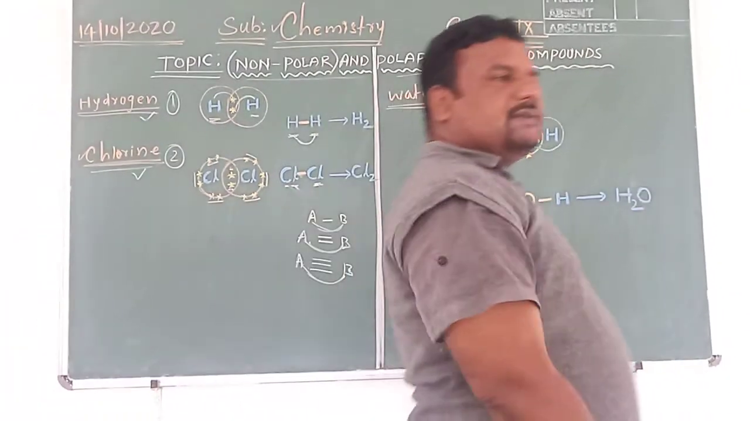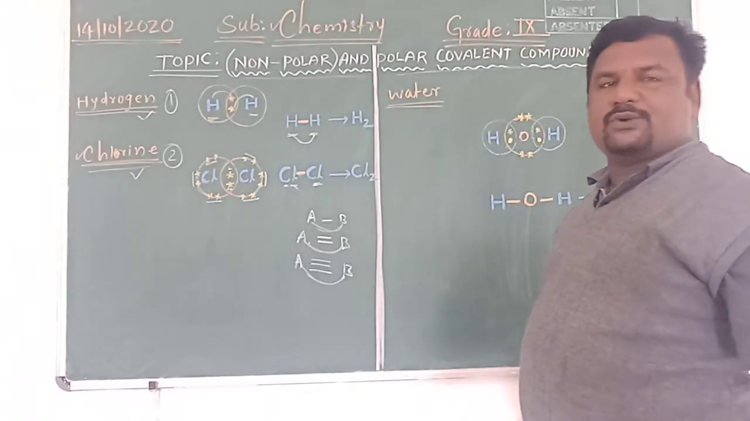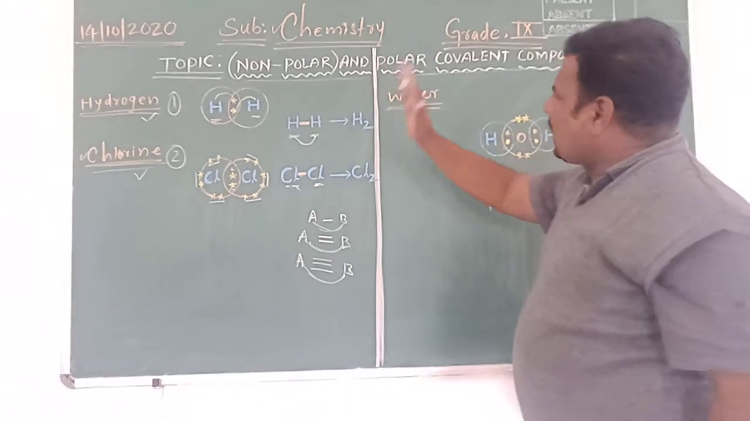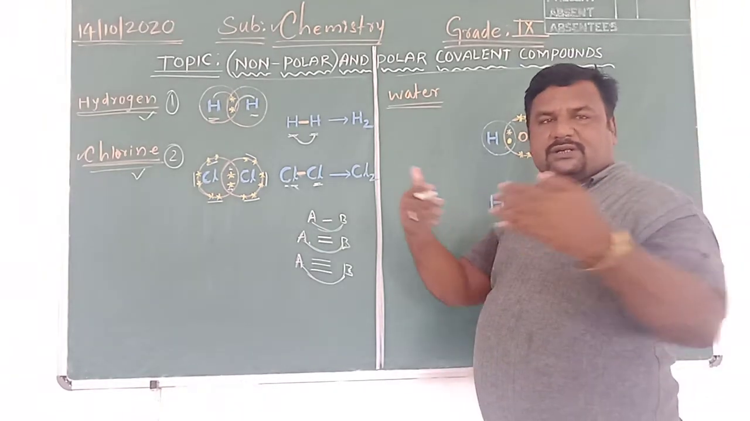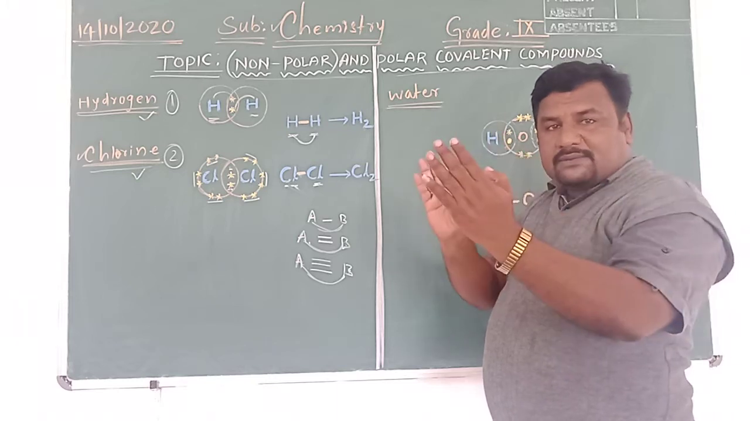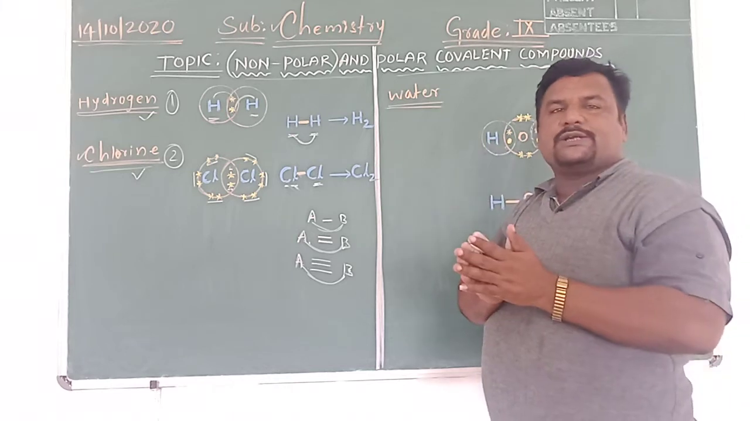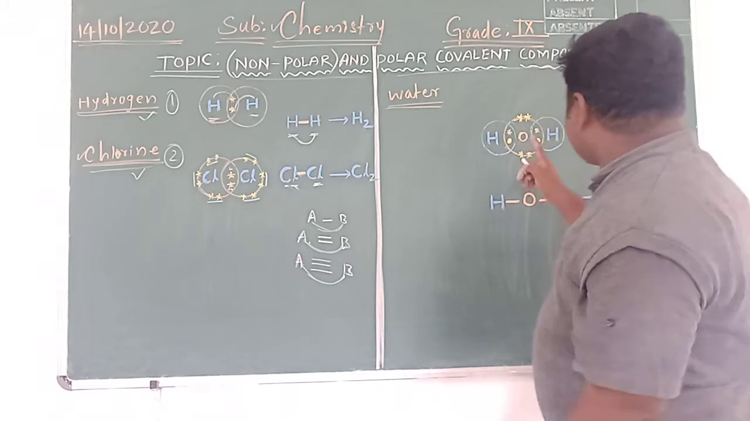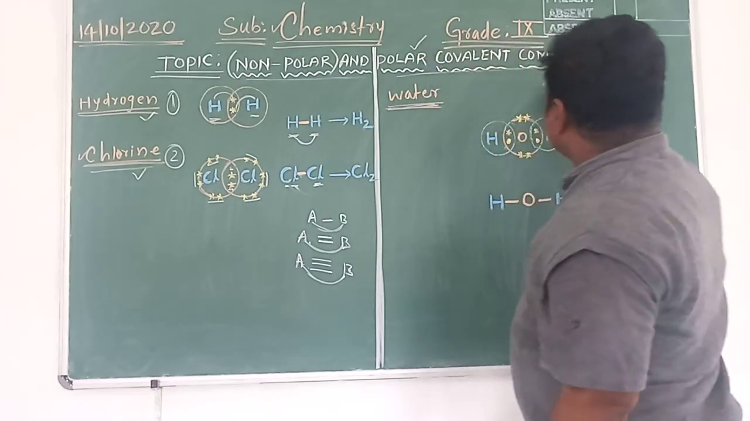In polar, what happens? Unequal distribution of electrons. Of course, the number of electrons may sometimes be equal, as in non-polar. But what happens? Due to the force of attraction while sharing the electrons, one atom behaves as electropositive and the other atom behaves as electronegative. Therefore, the overlapping occurs. For example, we have taken the water molecule as a polar covalent compound.